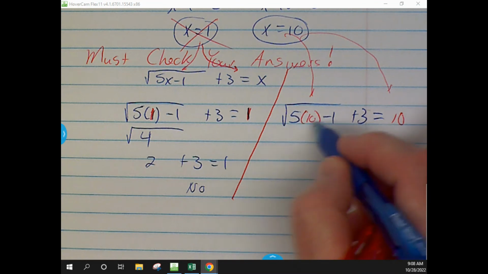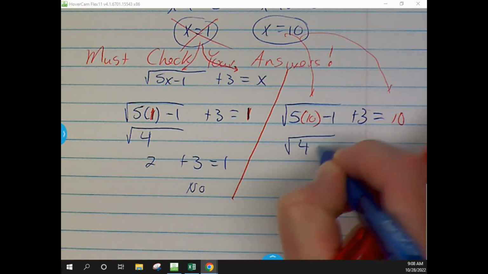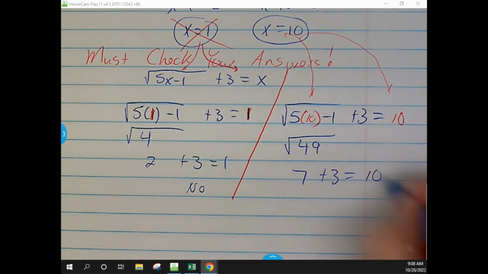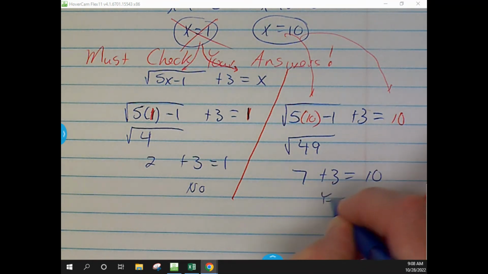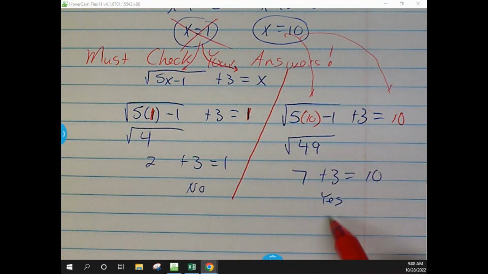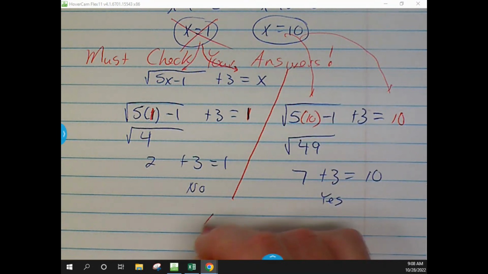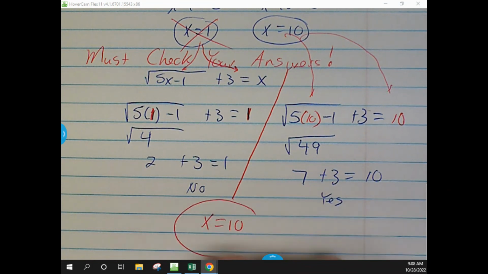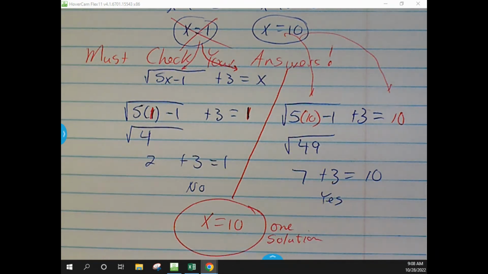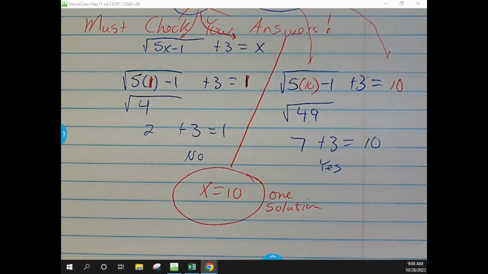Okay, so that's 50 minus 1. That is the square root of 49, which is 7. And does 7 plus 3 equal 10? It does, doesn't it? So in that case, x equals 10 is actually a solution that checks out. So there's only one solution that we're going to have in this case, and that is x equals 10, because it actually does check.